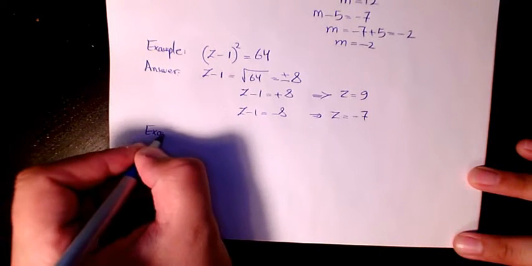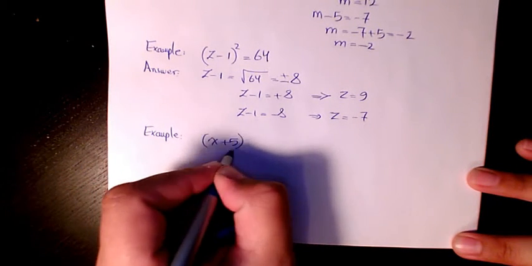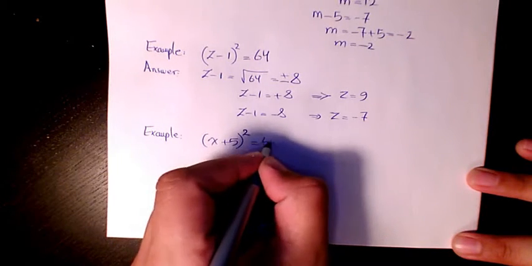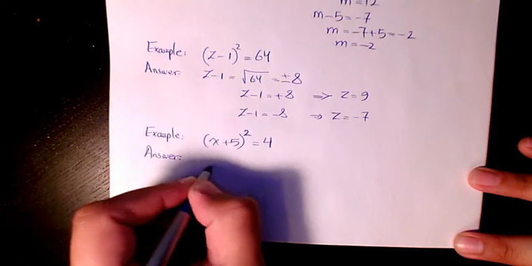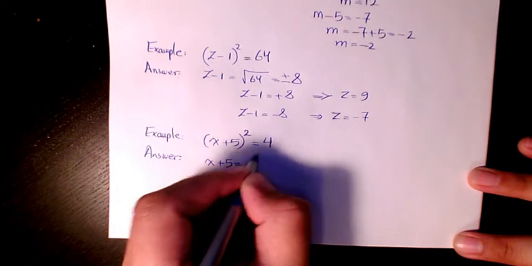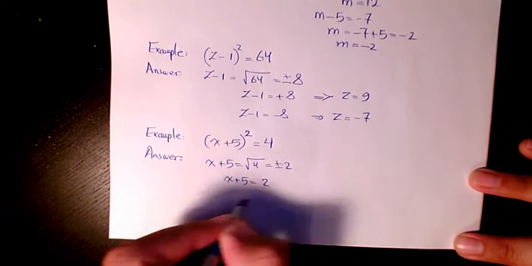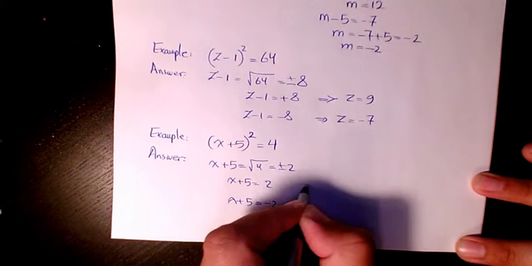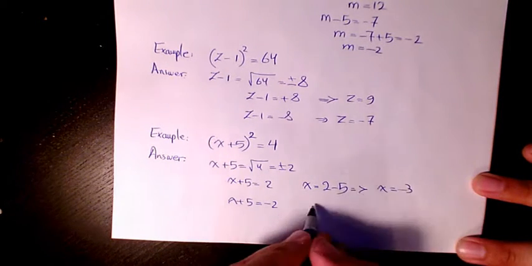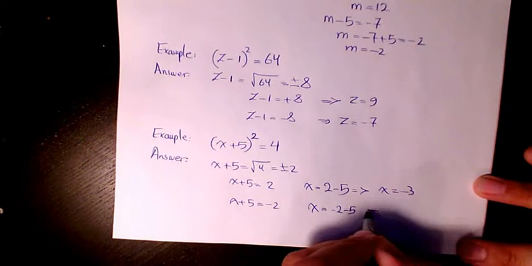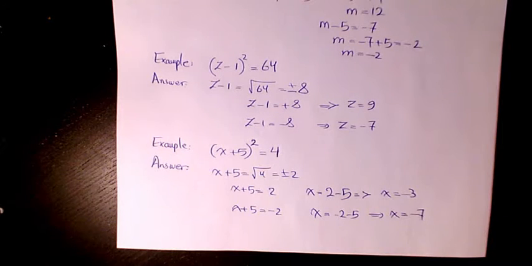Next example, (x plus 5) to the power of 2 is 4. Answer is x plus 5 is the square root of 4, which is plus minus 2. So x plus 5 is 2, x plus 5 is negative 2. So x will be 2 minus 5 here, which is x equals negative 3. And here x equals negative 2, negative 5, so x will be negative 7. That's the final answer.